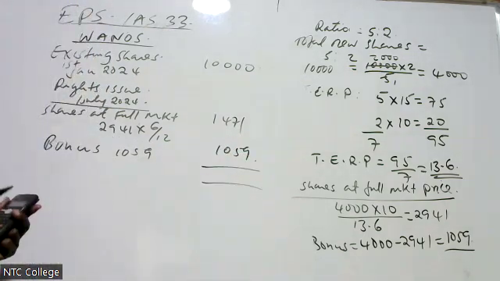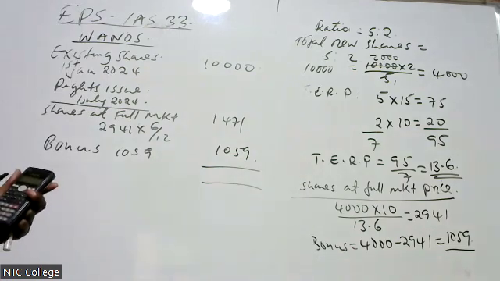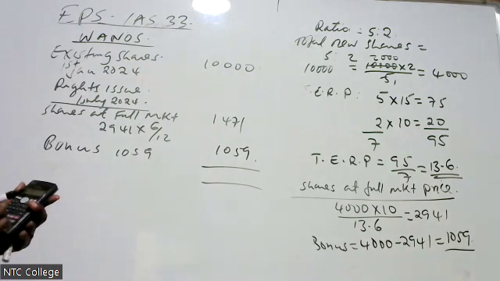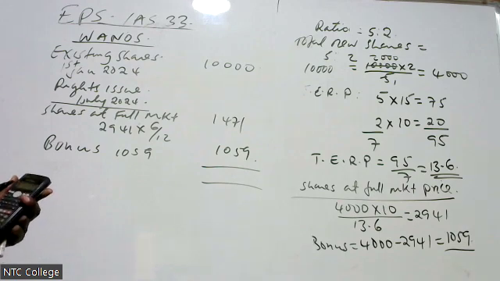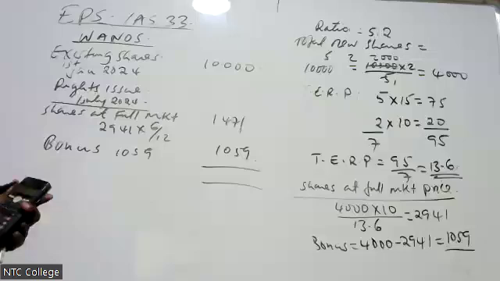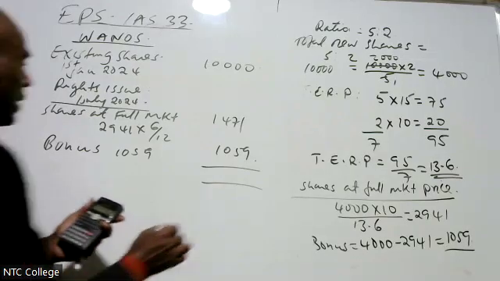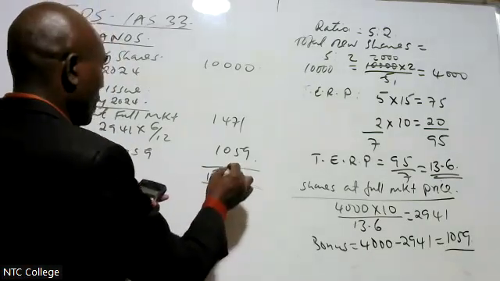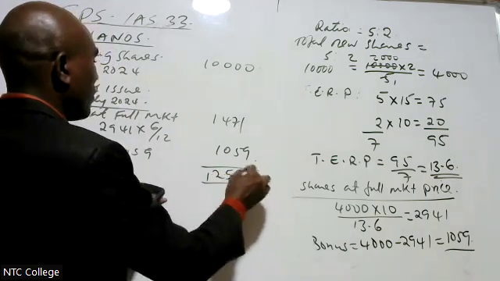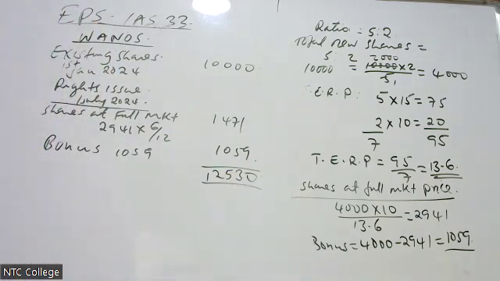Then I get my weighted average number of shares, which is 10,000 plus 1471 plus 1059, that is 12,530. That is how we get our weighted average number of shares in each scenario.